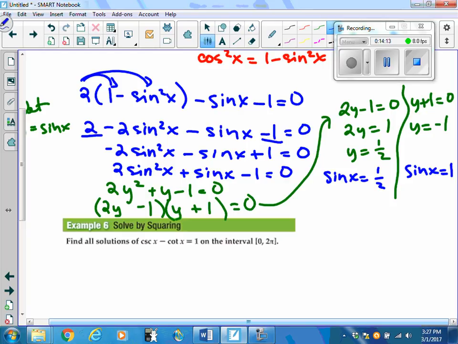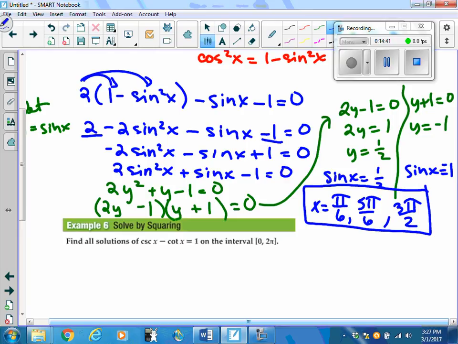So I'm wanting to know on the unit circle, where does the sine of x equal 1/2? Well, that happens when x is pi over 6, and also at 5 pi over 6. And where sine is 1, I'm sorry, -1, that's what it should say. Where sine is -1 happens at 3 pi over 2. So those are all of my values there in the unit circle.